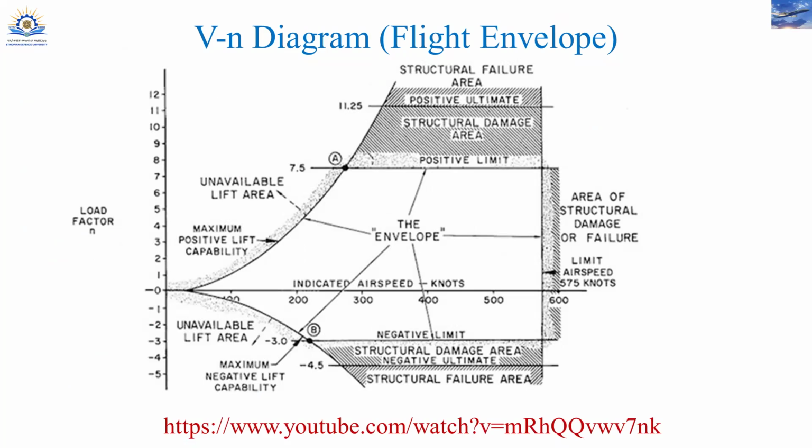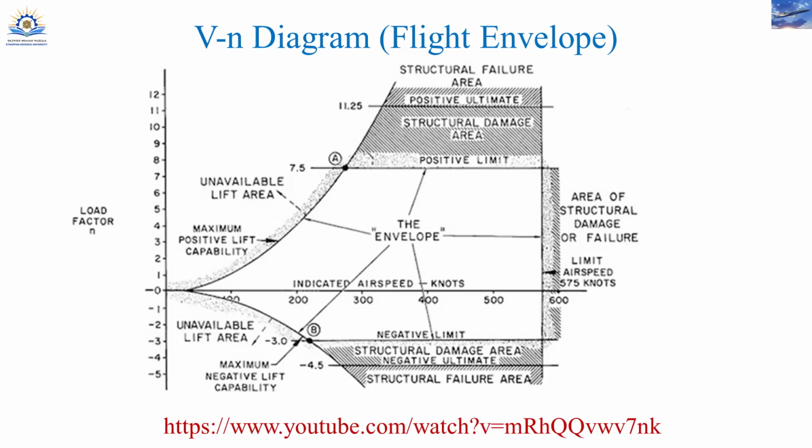This line is the load factor n values. So it intersects at 0. This line indicates the aircraft speed in kilometers or miles per hour. It can be meters per second, any kind of unit. The upper part indicates the positive limiting load factor condition and the negative limiting load factor condition. So each of the points has meaning. One cannot go beyond.